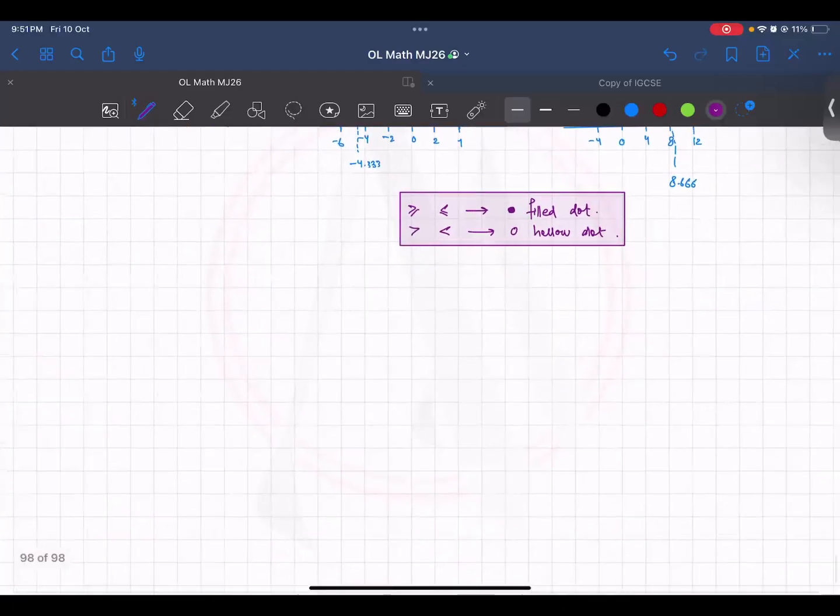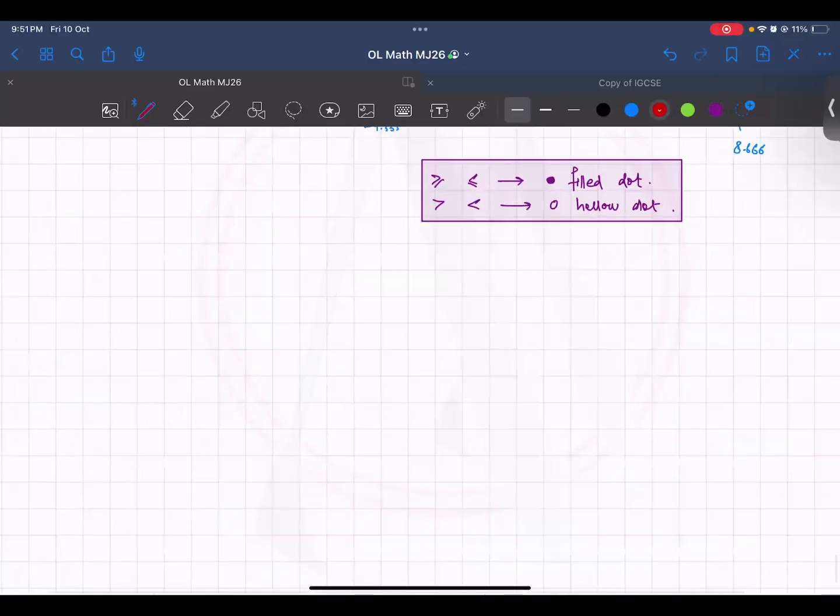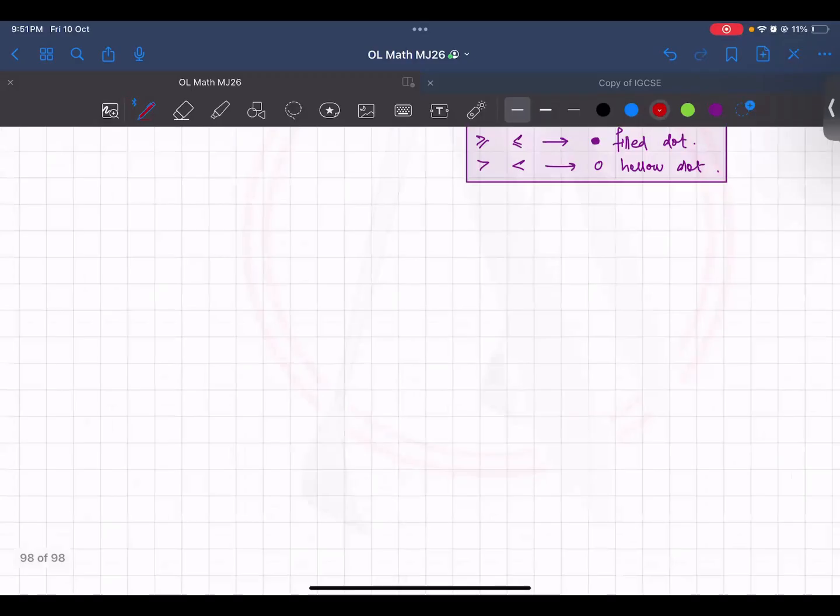Now, what are the different things that they can give you? I will first of all shade the relevant regions for the following inequalities.